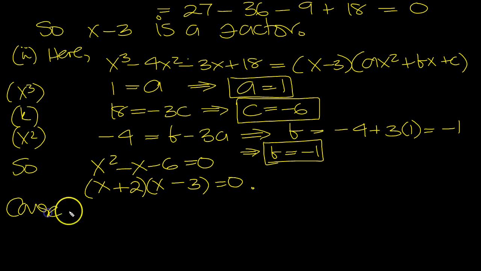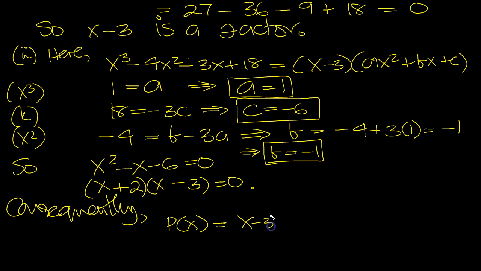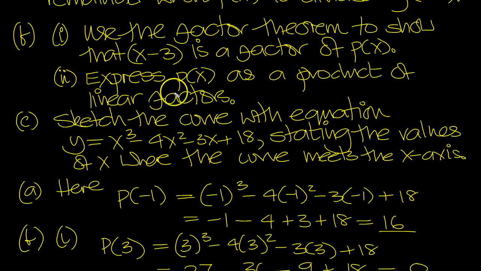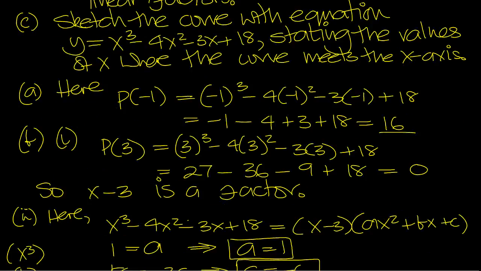Consequently, p of x is equal to, well, it would be x minus 3 here, and then x plus 2, and then another x minus 3, so it's equal to x minus 3 squared times x plus 2. So that's that factorized. So that was part 2. Sketch the curve with this equation, stating the values of x where it meets the axes. So let's have a look at that then.